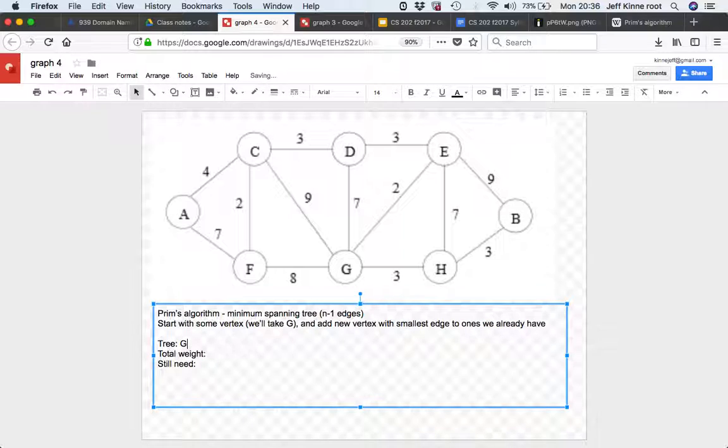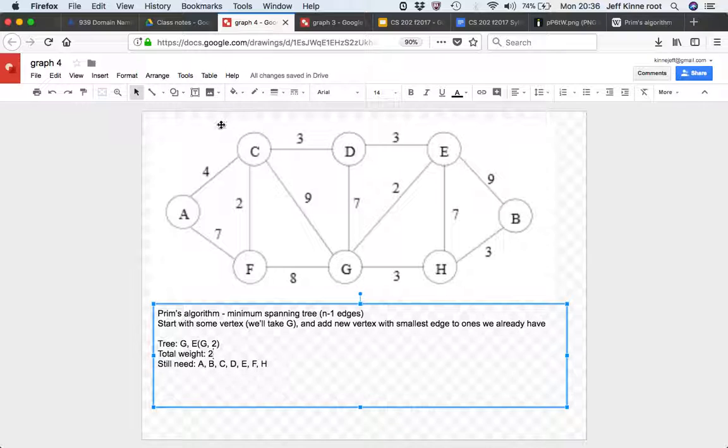I'm going to start with G. Total weight will be nothing so far. Maybe for each vertex here, I'll put where it came from. Alright, we want to add to G. So far we still need A, B, C, D, E, F, H. So we need everything else except for G. The smallest edge from G to something else is to E. So E, I'll put in parentheses, we got there from G with the weight of 2, so we have the total weight of 2 right now.